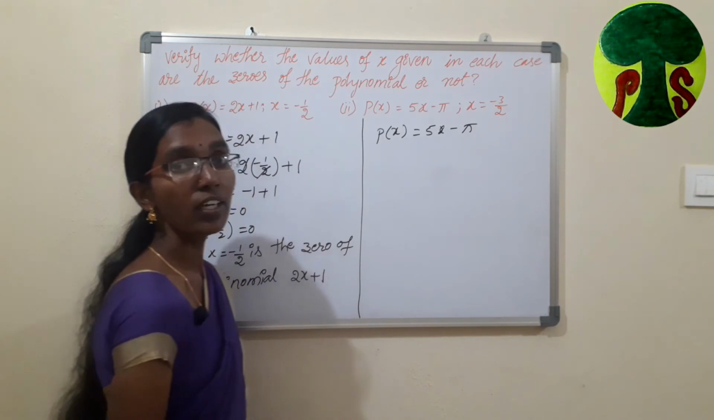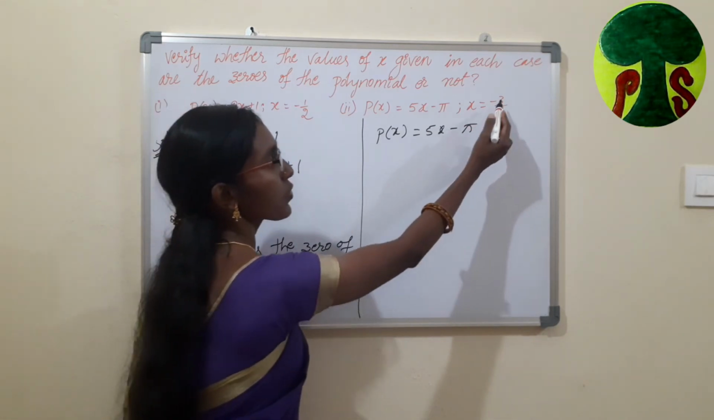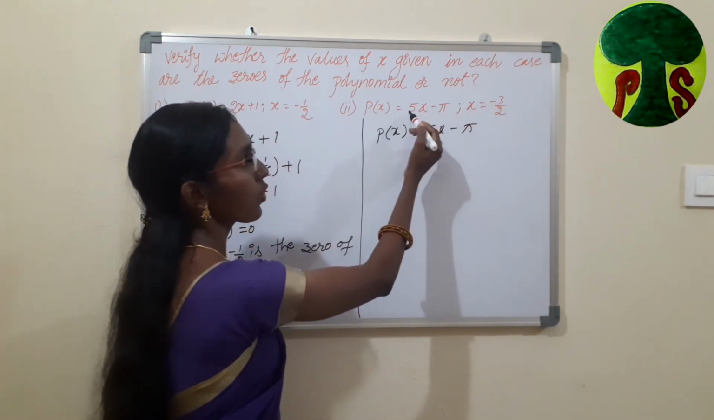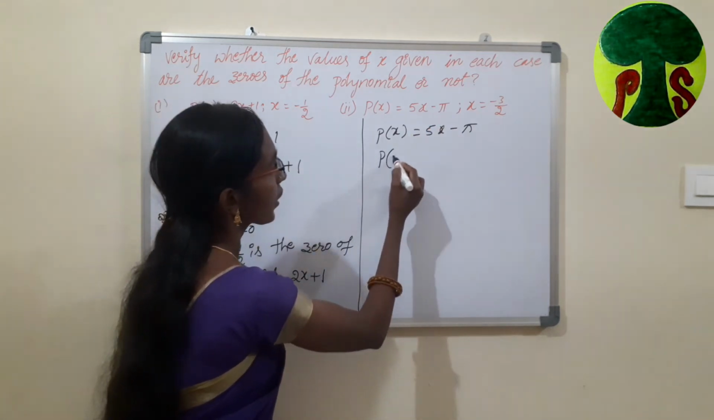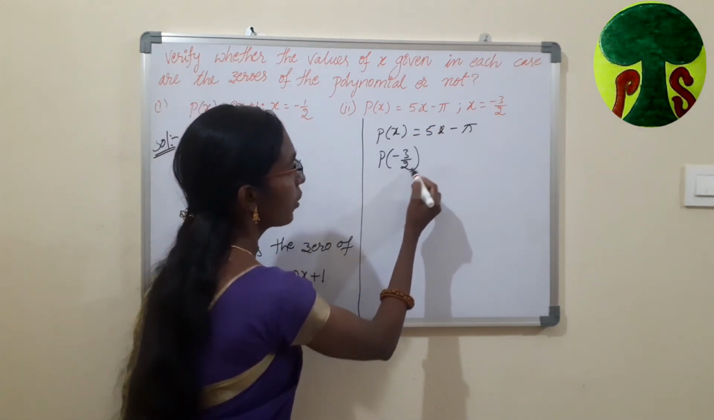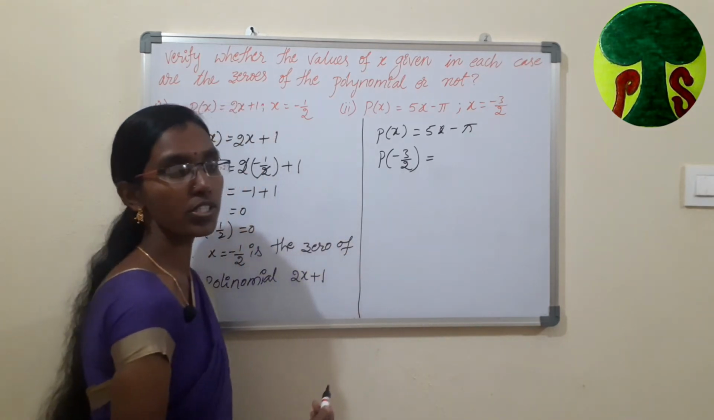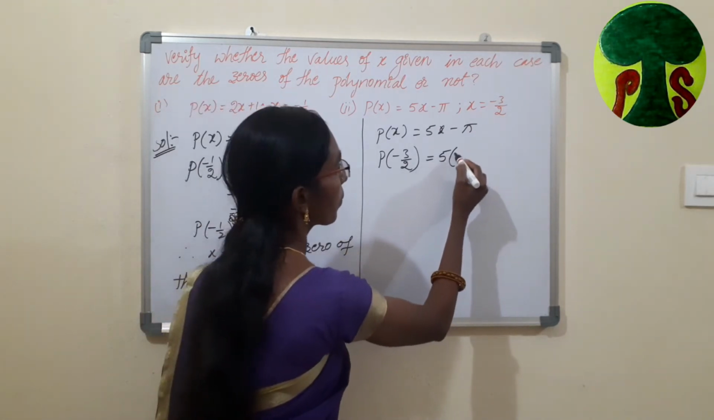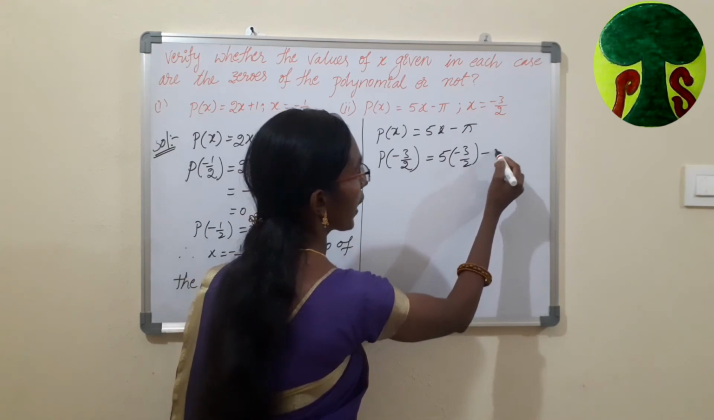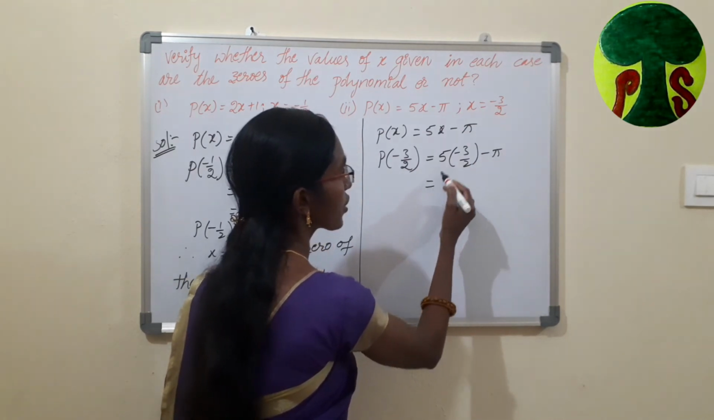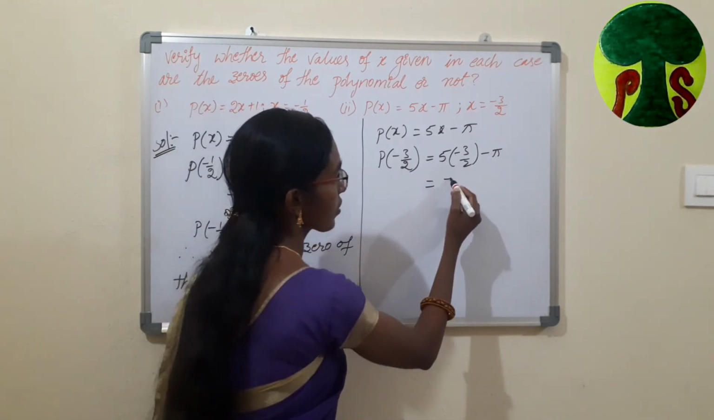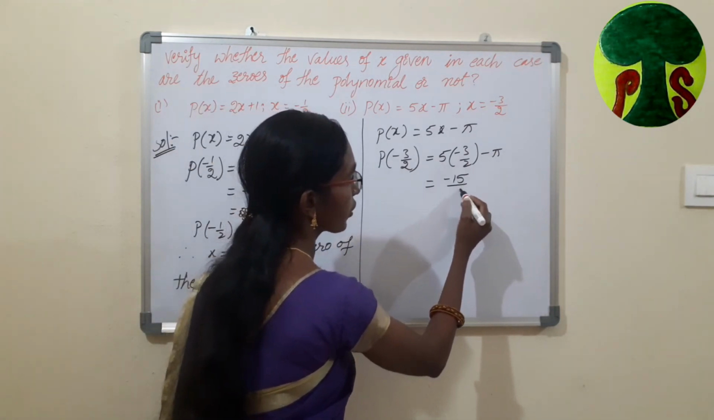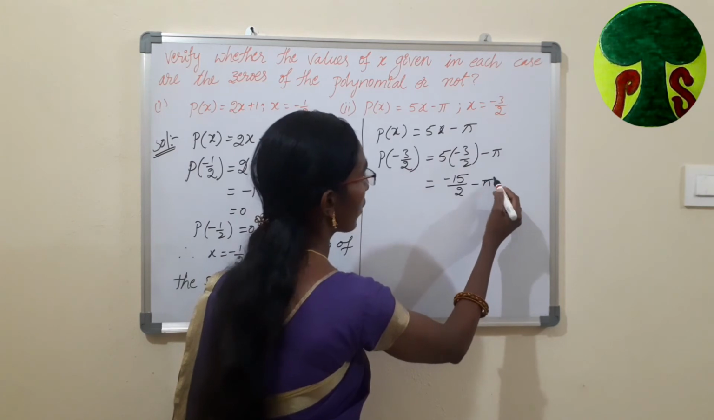Let us solve the second one, that is P of x equals 5x minus pi. We have to check whether x equals minus 3 by 2 is a zero of this polynomial or not. So we have to find the value of P of minus 3 by 2. P of minus 3 by 2 equals 5 into minus 3 by 2 minus pi, which equals, 5 into 3 is how much? 15. Here it is minus, so that means minus 15 by 2 minus pi.